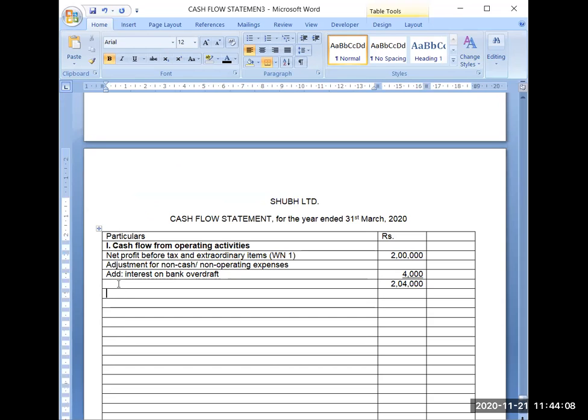So whatever I have got, 2,04,000, that is actually my operating profit before working capital changes. If you follow the same steps, only then you can attempt the question completely.